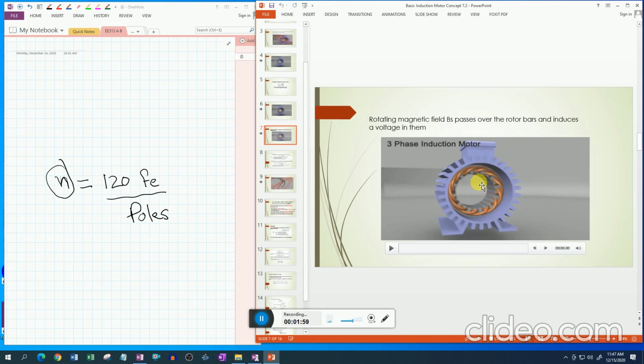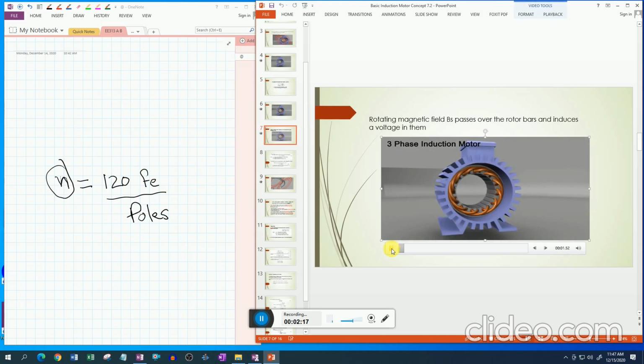We already studied, and I told you, that when there is a magnetic field and current, by the right hand rule we can check the direction of the force. A force acts in the counterclockwise direction and the rotor starts moving.